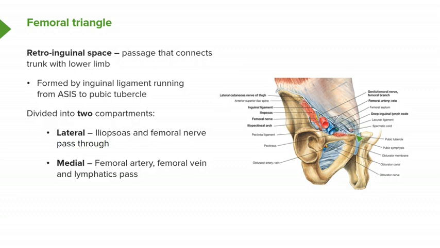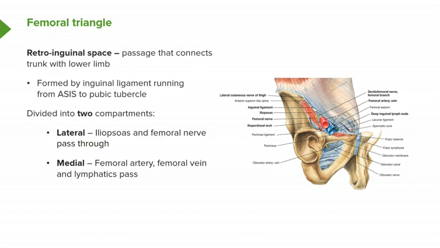And we can see the retroinguinal space is divided into two compartments. A lateral compartment, which we can see here, and that contains iliopsoas and the femoral nerve passing through. So we can see these iliopsoas and the femoral nerve passing through here. Separating the two compartments is the iliopectineal arch. And we can see that running down, separating this lateral compartment from this medial compartment.